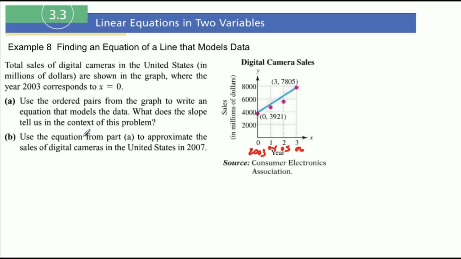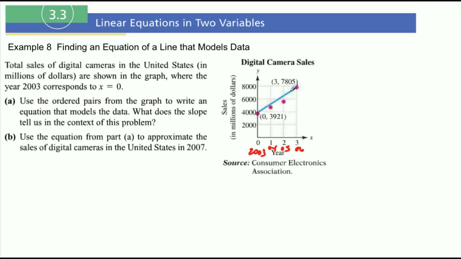So, okay. What we want to do here is use the ordered pairs from the graph to write an equation that models the data. And what does the slope tell us about the context of the problem here? So we do know 2 points here. They give us what happens in the year 2003, which is the 3,921 million. And the year 2006, again, the 3 now is 2006, we have $7,805 million.